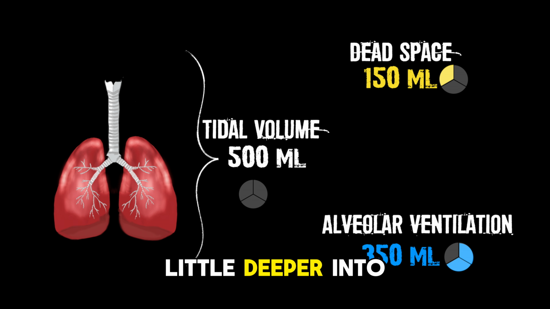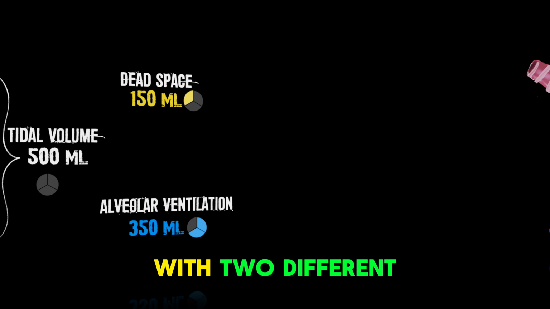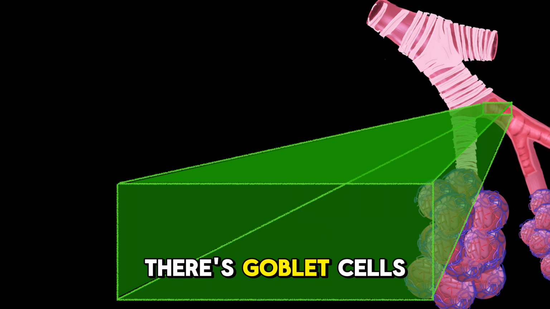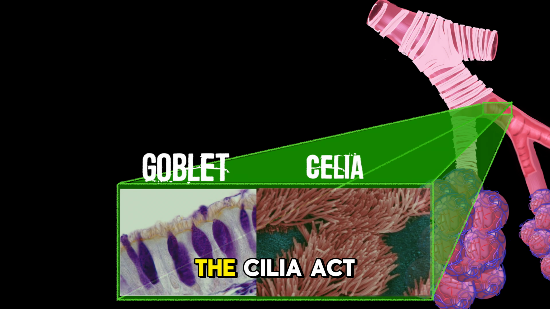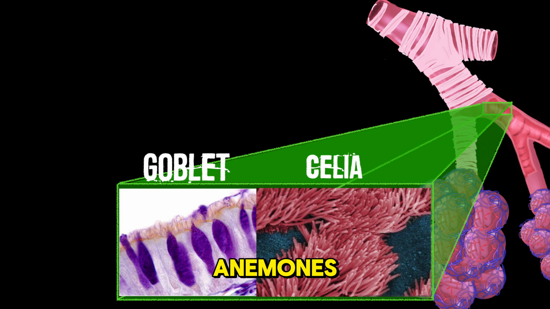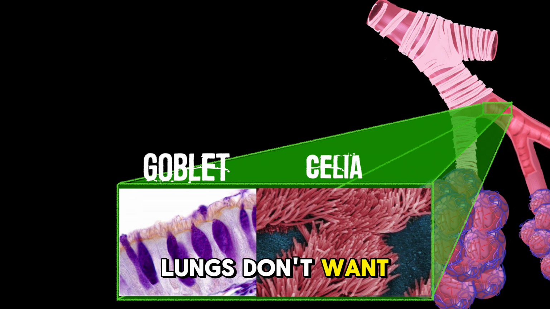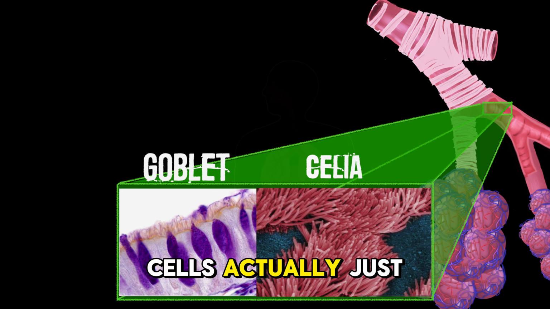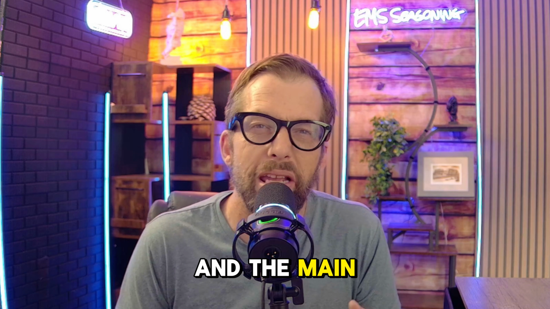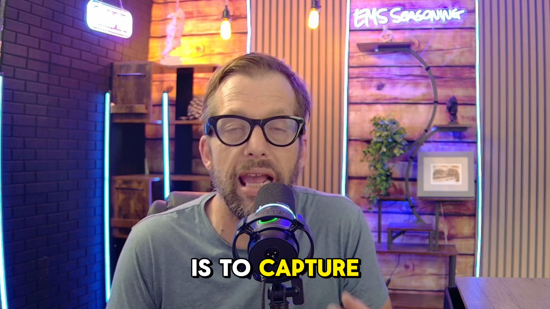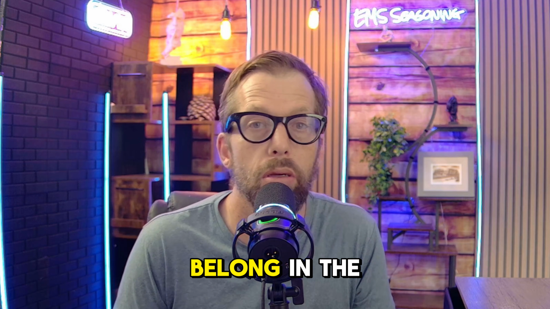Let's dig a little deeper into the bronchioles. They're actually lined with 2 different types of cells. There's goblet cells and cilia. The cilia act like little sea anemones, pushing debris and diseases and anything the lungs don't want out. And the goblet cells actually just produce mucus. The main purpose of this mucus is to capture things that don't belong in the lungs.